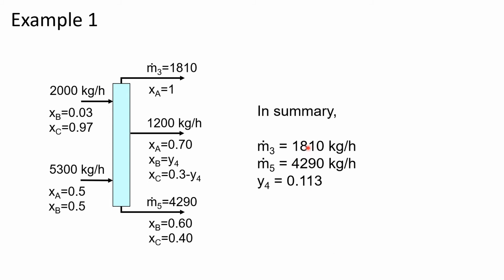So all the values that we have calculated are just summarized here. We found that the value of m dot 3 is 1,810 kilograms per hour, m dot 5 is 4,290, and y sub 4, which is the fraction of B in our side stream right here, is 0.113. So we completely solved this problem.